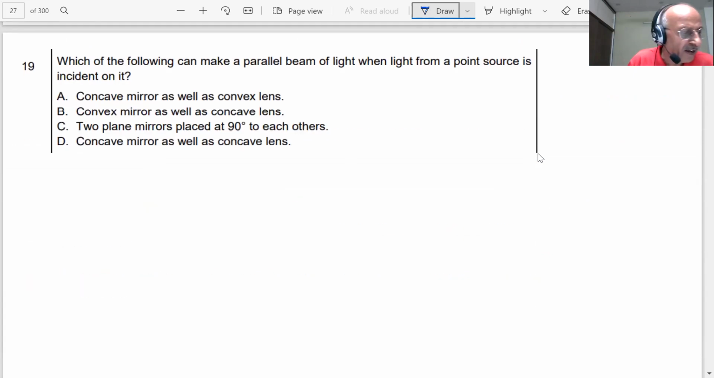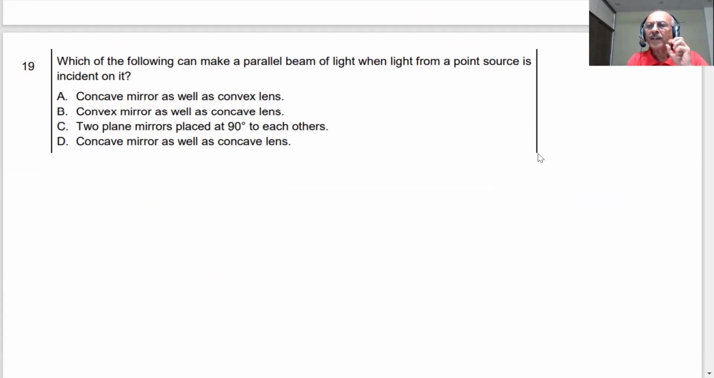Next question, student. Next question is on the screen. Which of the following can make a parallel beam of light when light from a point source is incident on it? Again, if I have a concave mirror and the beams are coming from the focus, what will happen? They will become parallel. So we already know one mirror is the concave mirror.